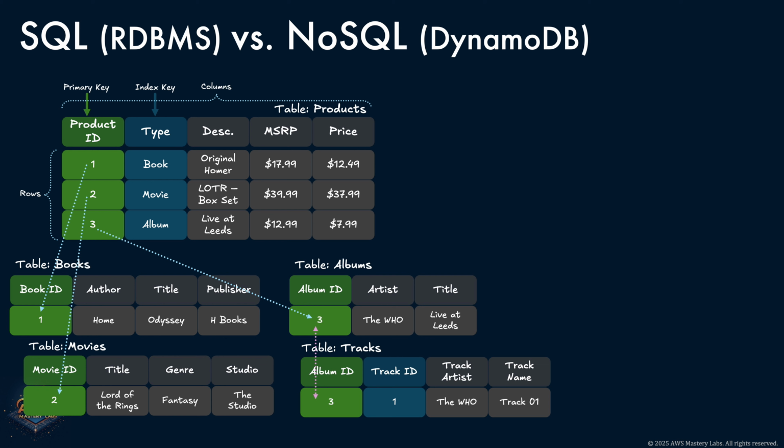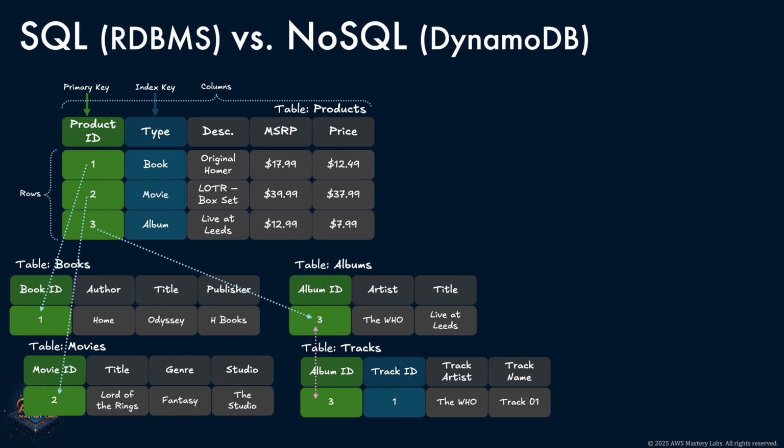These subtype tables contain attributes unique to each product category. For example, the books table may include attributes specific to books, while the albums table captures attributes relevant to musical releases, and the movies table holds attributes related to films. The model extends further in the case of albums through an additional level of normalization with a tracks table. This table stores track-specific metadata and links back to the albums table, forming a one-to-many relationship.